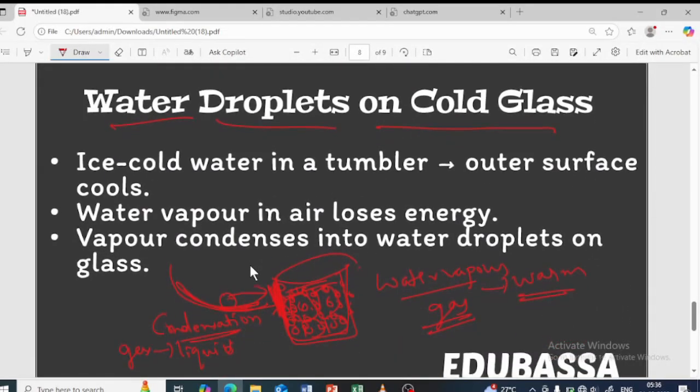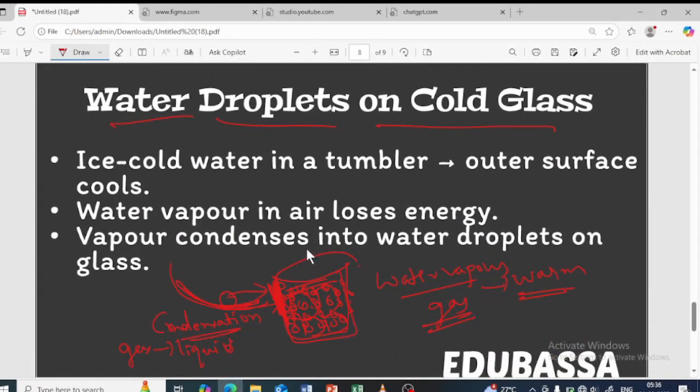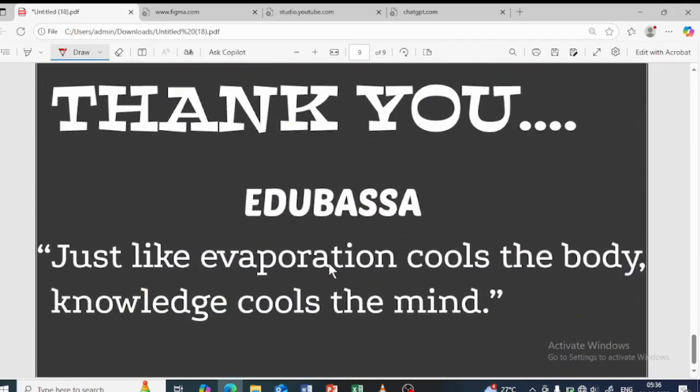Yes, water droplets on the cold glass, because when you keep the cold glass tumbler outside in the atmosphere, whatever water vapor is present in the air, when it comes in contact with the cold surface of the tumbler, it will lose the heat energy, and as soon as it loses the heat energy, it condenses, and the gas is going to convert into liquid. The vapor is going to convert into the water droplets on the surface of the glass. Yes, that's about it. Thank you.